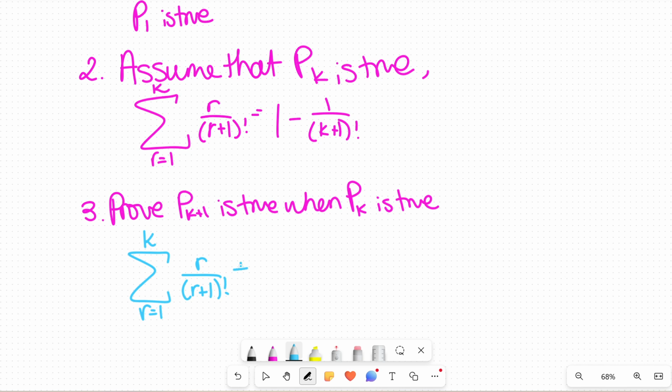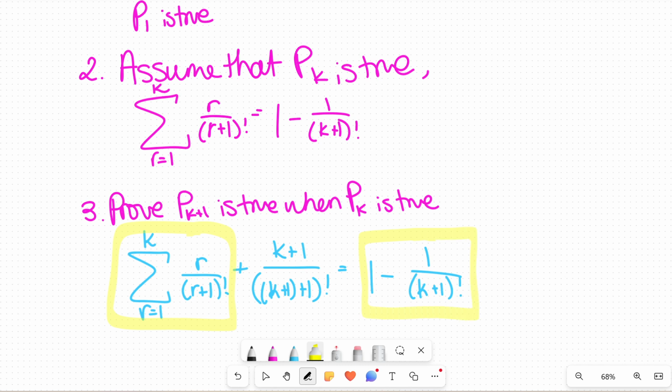And then I can say plus K plus 1 over K plus 1 plus 1 factorial. So again, my left-hand side gives me the sum of the first K terms. Now, I don't want to adjust my summation because I don't have any information about K plus 1. I only have information about K. So I'm going to use what I'm given in step 2. So I can say that 1 minus 1 over K plus 1 factorial. I know that these two are equivalent.